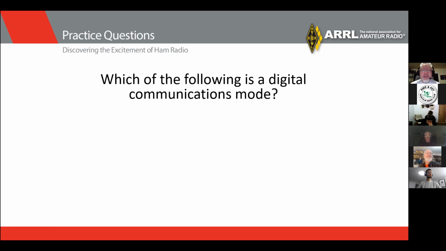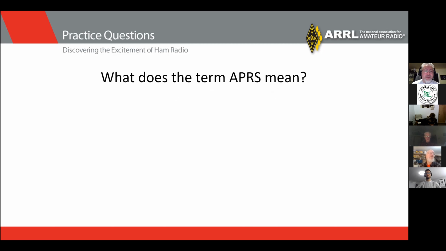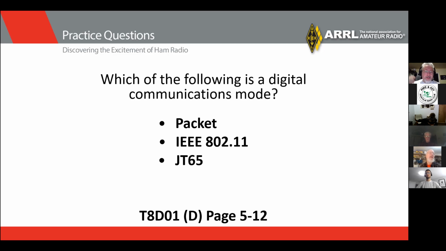Which of the following is a digital communications mode? You got to pick it up. All of the above. Packet, IEEE 802.11, and JT65. IEEE 802.11, that's Wi-Fi, internet.